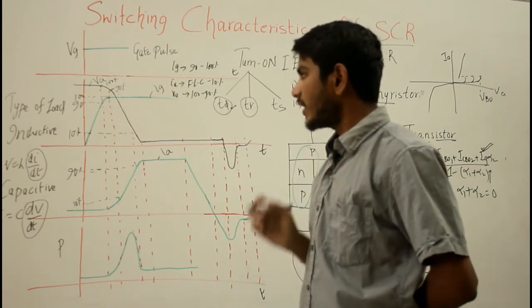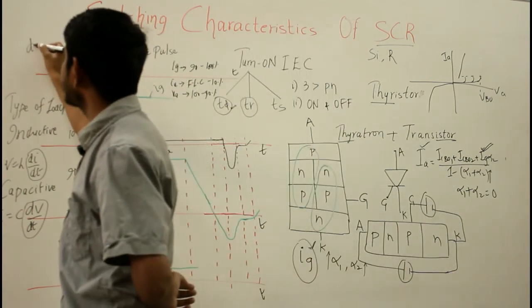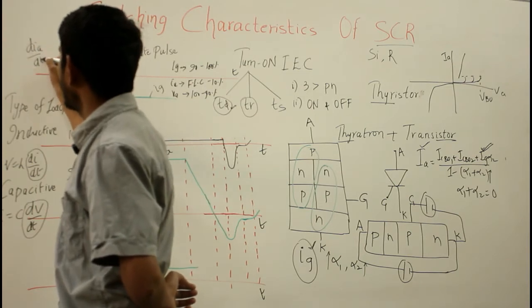Now the higher increasing rate of di by dt may create local hotspots.